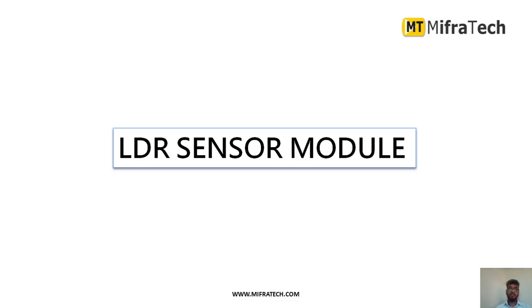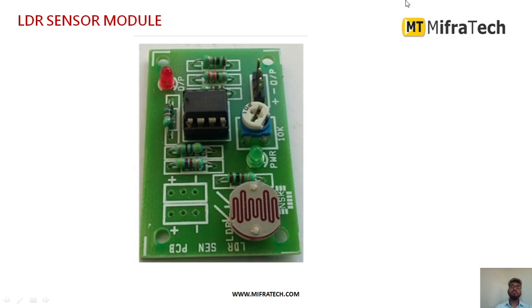Today in this section we will learn about the LDR sensor module, which is a light dependent resistor sensor. Mainly it is used in order to detect whether sunlight or any light is there or not. This is how an LDR sensor will look like. As you can see, this one is the LDR, and this whole thing is the LDR sensor module.